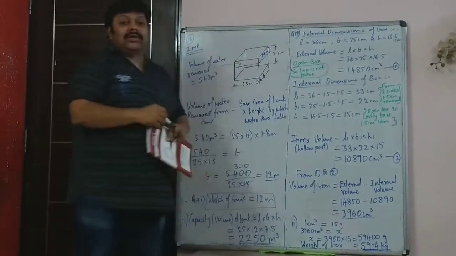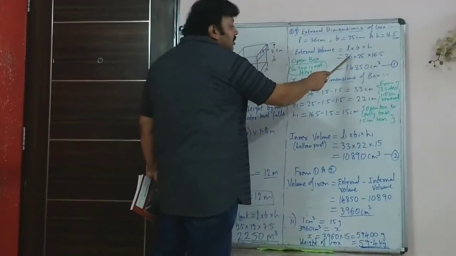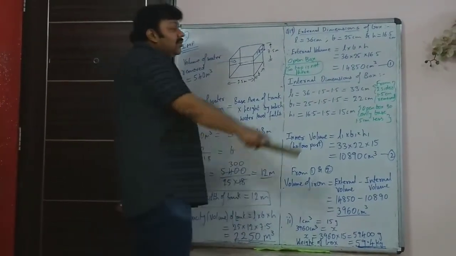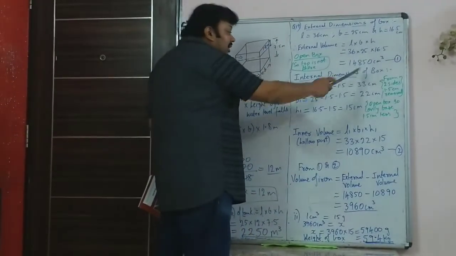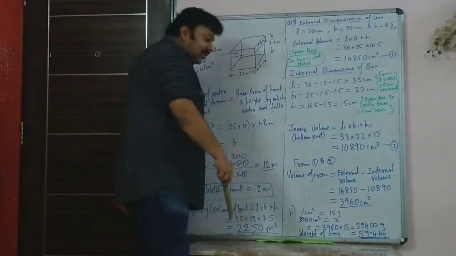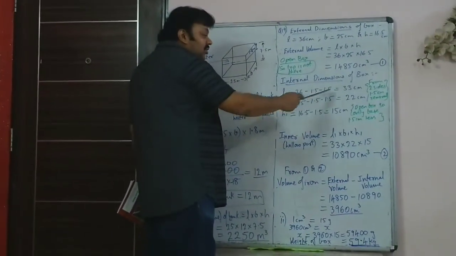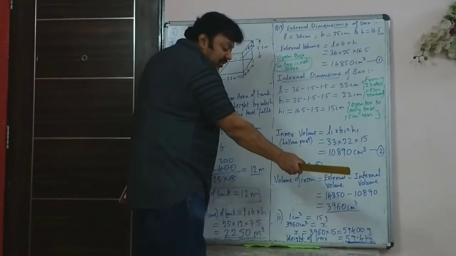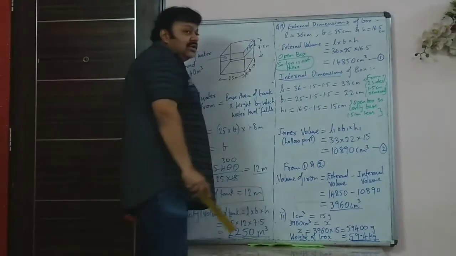So it's very simple to find the external dimensions and the external volume. It will be length into breadth into height. Length is 36, breadth is 25, and height is 16.5. That multiplication gives you 14,850 centimeter cube. Now internal dimensions of the box: from the length, both the sides 1.5 is gone. So the remaining internal length is 36 minus 3, 33. From the breadth also, the thickness 1.5 from the front and back is gone. So 25 minus 3, 22.